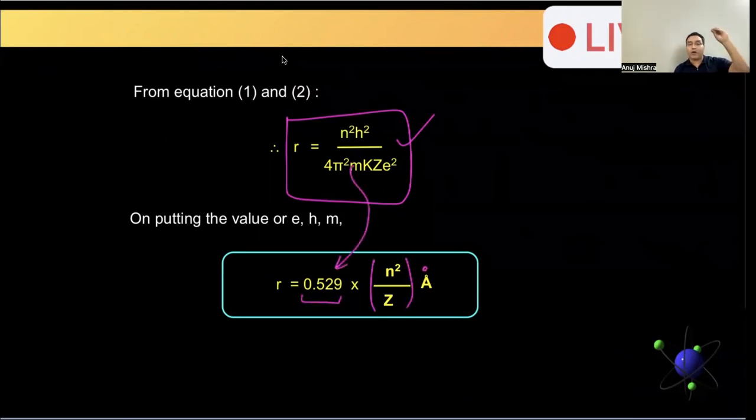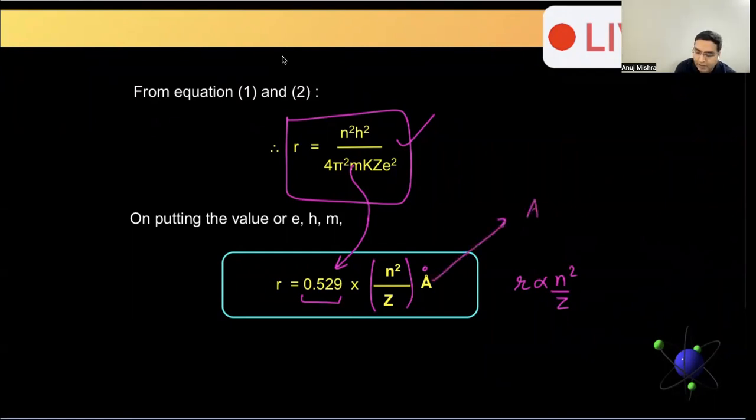Or r is n square by z into, if you solve this numerical value, if you put all the constants value of h, 6.6 into 10 power minus 34, value of pi, value of m, value of k, value of e square, then this whole thing comes out to be 0.529. Okay. So we have written r is proportional to n square by z. But when you talk about what is the number, that number is 0.529 after solving the whole thing. And this unit is called angstrom. Angstrom is unit of distance. Fine.